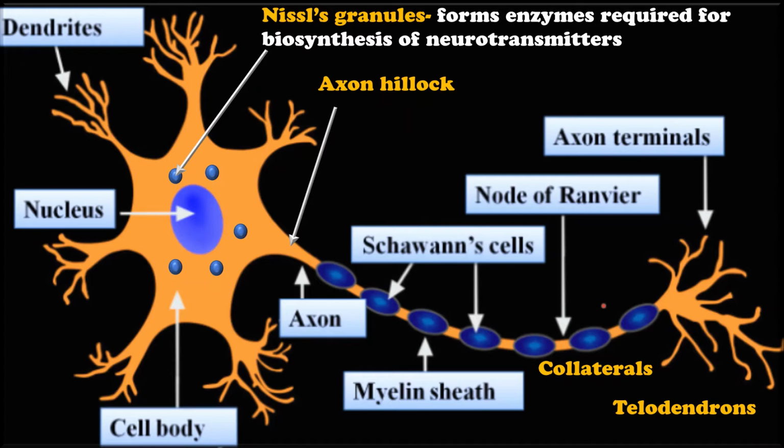The end branches of axons are called telodendria or telodendrons. The tip part of the telodendron is called the axon terminal. This axon may have lateral branches called collaterals. So students, I hope you are understanding the structure of a neuron.